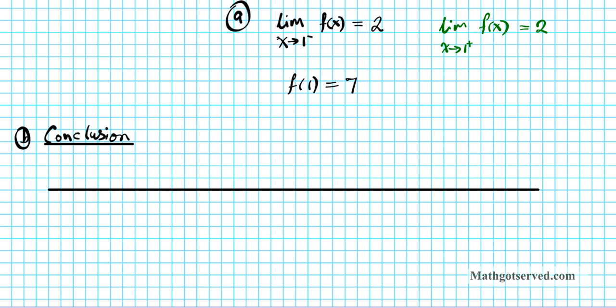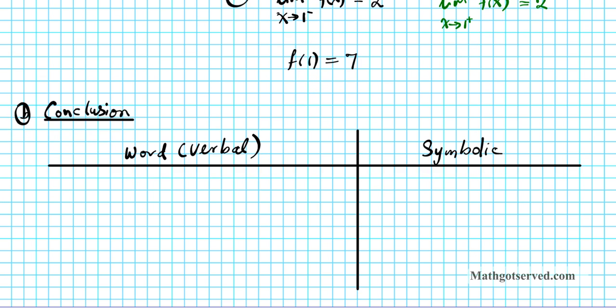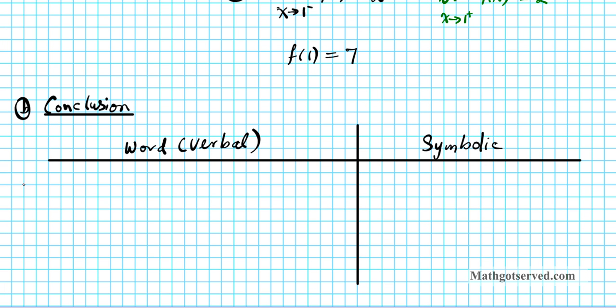Okay, all right, so let's make our two columns. In the first column we're gonna do word or verbal form, and then in our second column we're gonna do symbolic form. Okay, so that we see the connection here. Okay, so now let's see. We're going to talk about our conclusion in two areas. First of all, what does this tell us about the limit? Okay, so limit conclusion.